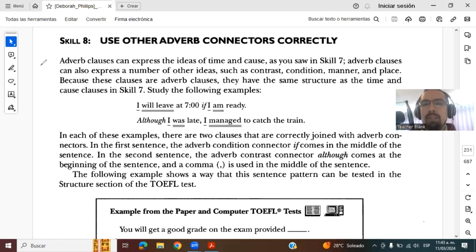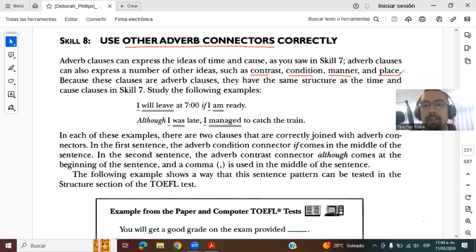And this is a little bit of a continuity from skill 6, which was coordinating conjunctions or coordinating connectors, and skill 7, which was use cause and time connectors correctly. Here, we're going to be working with other adverb connectors. And this just means basically that we need to understand the vocabulary, right? What makes a connector and what is the meaning of the connector, right? So in this case, we're going to be looking at contrast, condition, manner, and place, right?